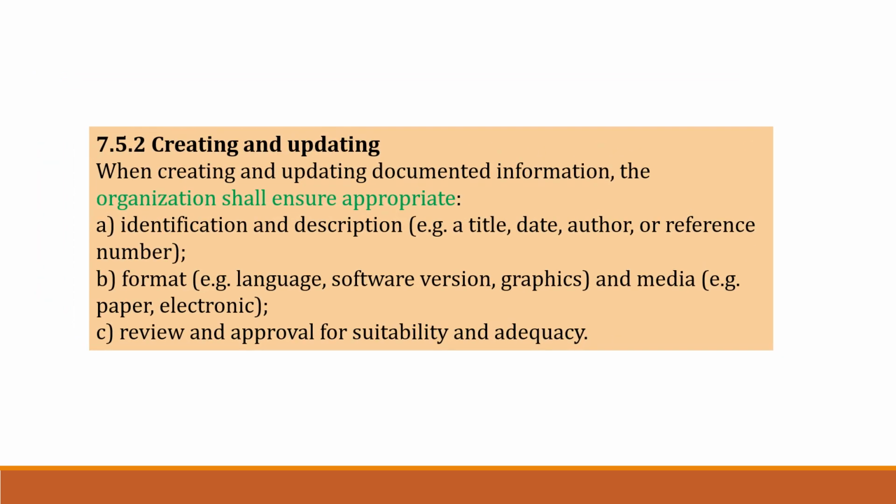So here's a requirement for creating and updating documented information. It says, when creating and updating documented information, the organization shall ensure appropriate, and then it gives a list of these things too. Basically, it's up to the organization, namely you, to define what appropriate is. So you set up the rules for all of these things. Identification, format, review, and all the rest of the rules associated with that.